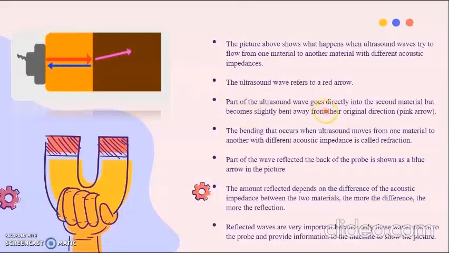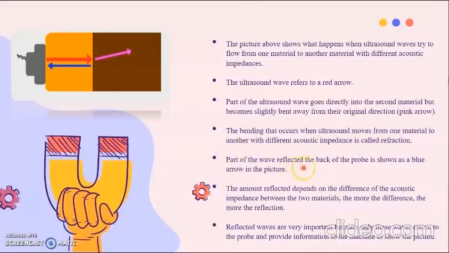Part of the ultrasound wave goes directly into the second material but becomes slightly bent away from its original direction, referred to by the pink arrow. This one. The bending that occurs when ultrasound moves from one material to another with different acoustic impedance is called refraction.